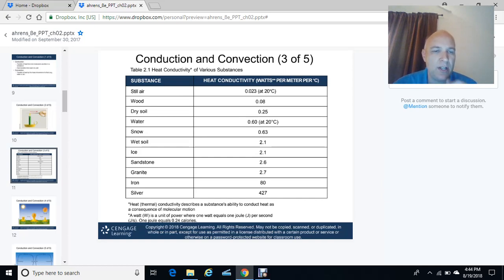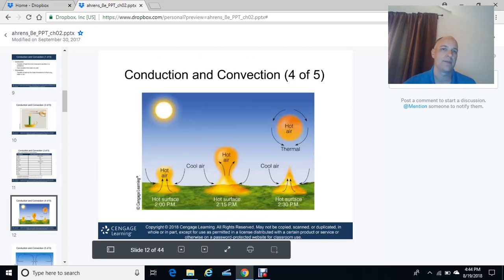What I want you to realize is heat conductivity describes a substance's ability to conduct heat as a consequence of molecular motion. This is just showing you various examples of substances and how they have different heat conductivities.